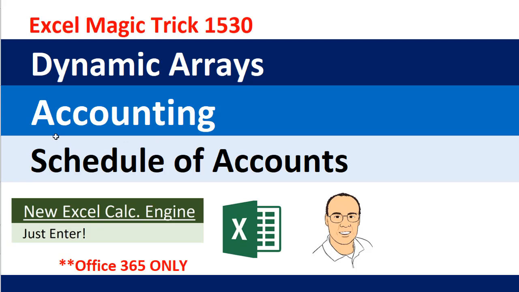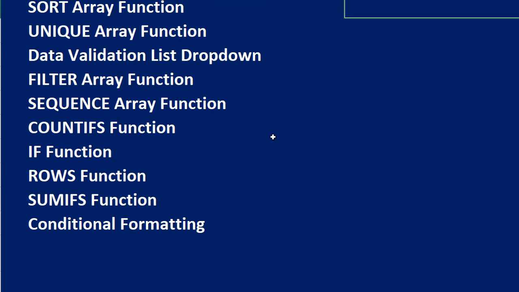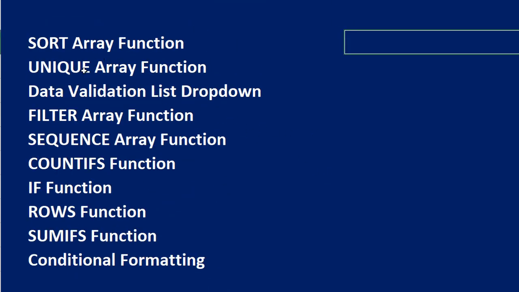And in this video, we want to see how to create an accounting schedule of accounts. Now, you're not going to believe the list of functions and features we're going to see in this video. Some of them will be the new array functions only in Office 365, like SORT and UNIQUE. And others will be functions we've used for years, like COUNTIFS and IF.